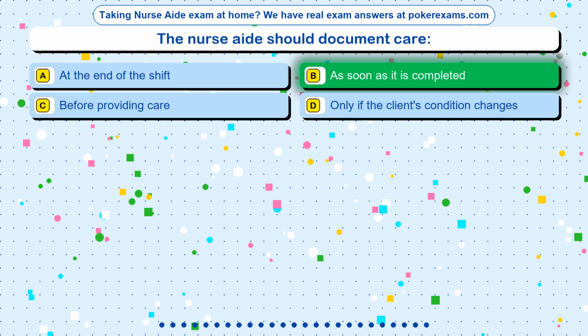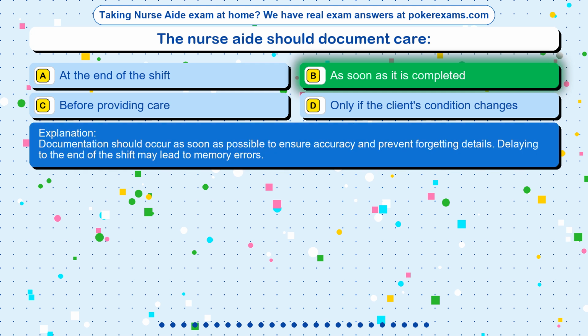The correct answer is option B. As soon as it is completed. Documentation should occur as soon as possible to ensure accuracy and prevent forgetting details. Delaying to the end of the shift may lead to memory errors.